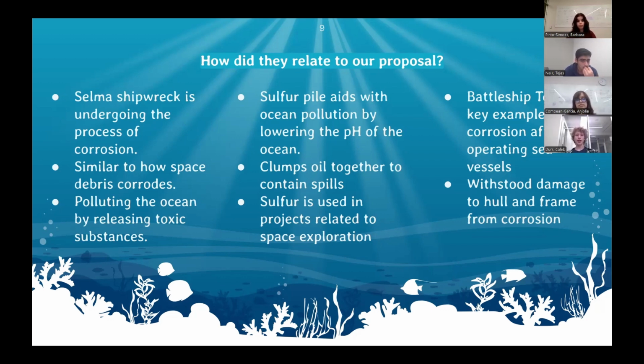Next up is the sulfur pile. Sulfur is used a lot to aid in ocean pollution. It does this primarily in two ways. First, it does this by helping maintain the pH balance in the affected area. So where chemicals leak into the area, sulfur can be poured in, which helps maintain the pH balance and reduce the effect. Next is it helps with oil spills.